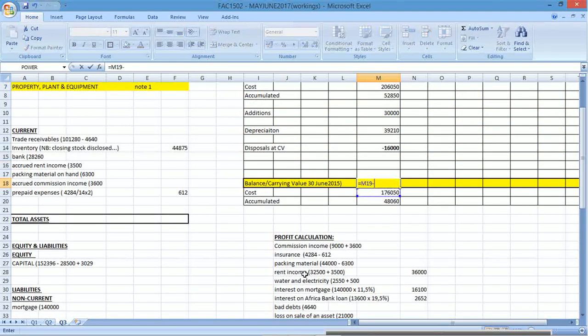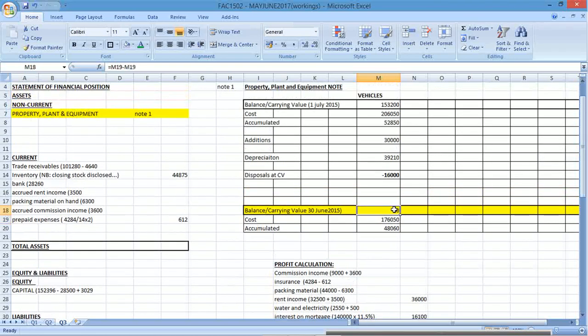So this will be this minus that. Okay, it gives you 0. No, it can't give you 0. This minus that. There we go. 127. Okay, and then that should be correct. Let me just check it. If I take this balance plus the additions minus the depreciation minus the disposal, yes, you get the same answer. So it is right. Right, so that is a negative. Those are negative amounts. Okay, so there you go.